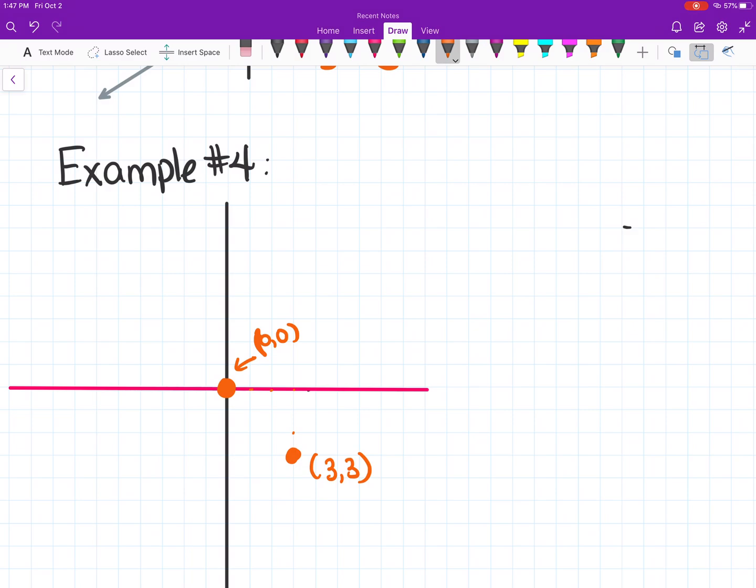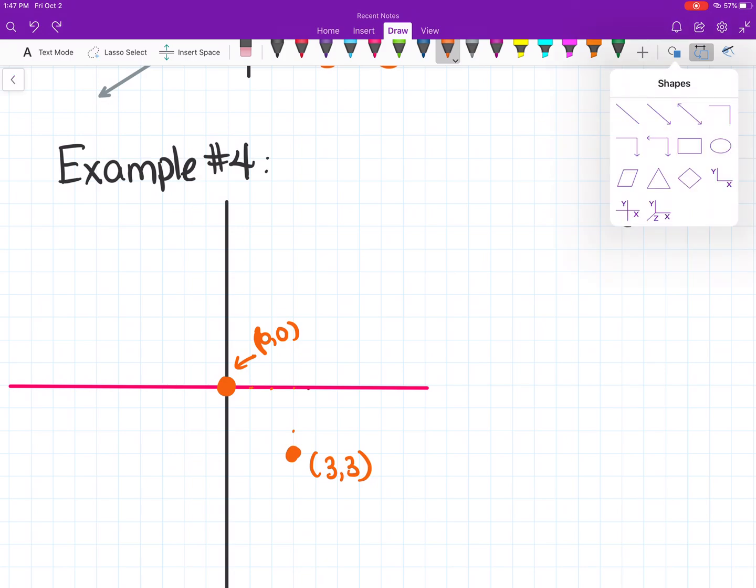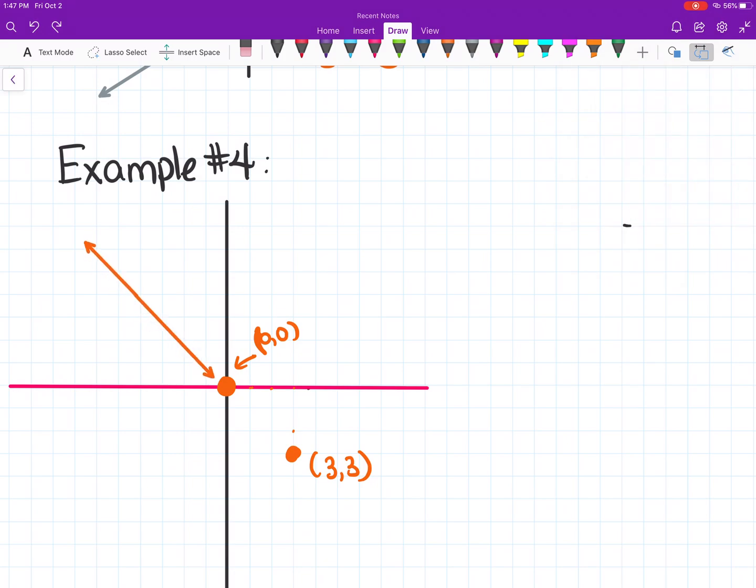Remember, straight line, arrows on either end. Don't make it a line segment. Make it go through the 2 points. I hope you can do better than me. I don't like that. I got to do that again. Go back. Okay, let's try it again. That's what happens when I try to go fast. There we go. That's pretty nice.